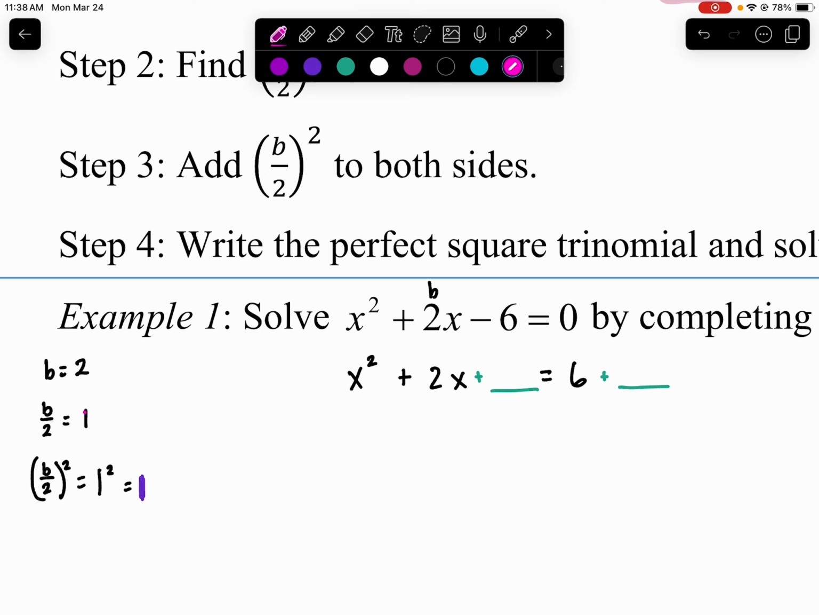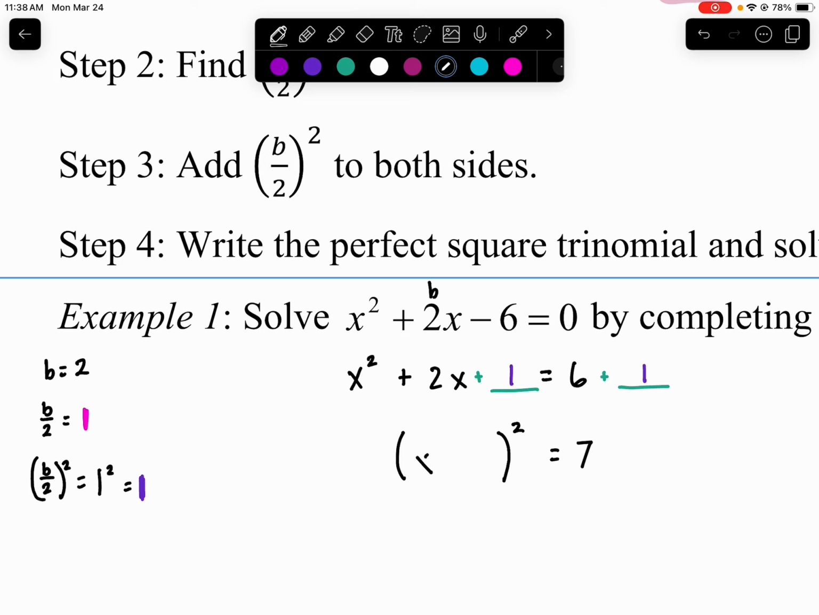I'm going to make this one in purple. I'm going to make this one in pink. That way you can see the difference in the two. So the b divided by 2 squared value goes in both of those places. And we've now made our perfect square trinomial. So remember, a perfect square trinomial is a binomial squared, looks like that. And then 6 plus 1 is 7.